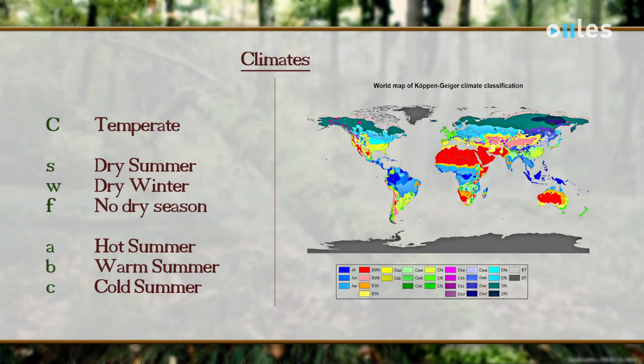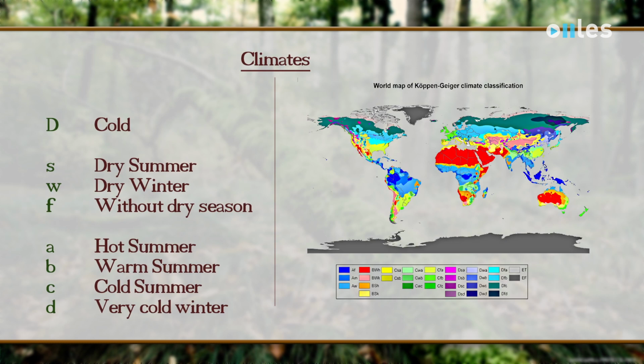First, we're going to take a look at our climate, which is a temperate climate. The C, remember the C, is temperate, which in Dutch we would say gematigd. CF: in Holland, dry seasons do not exist, so we have an F for no dry season. CS stands for a dry summer and CW for a dry winter.